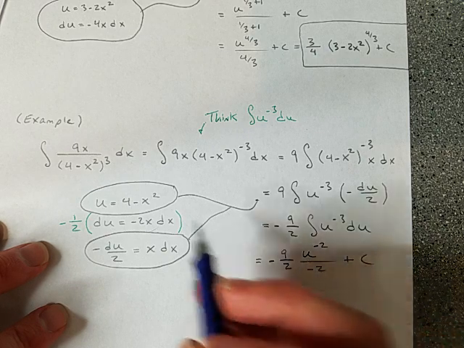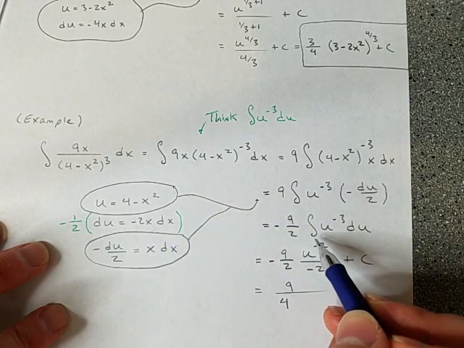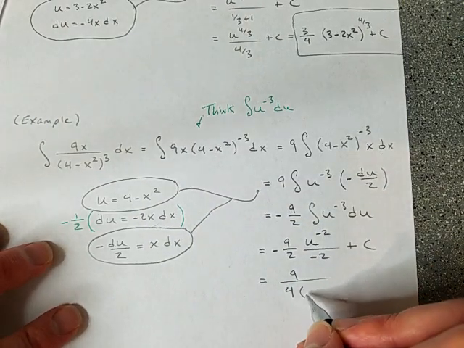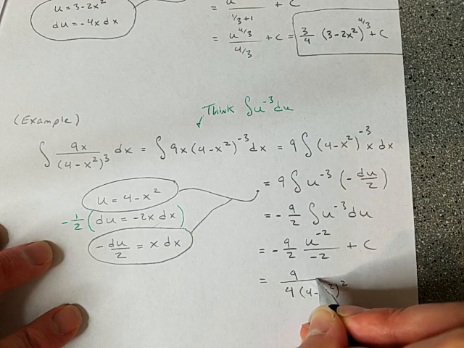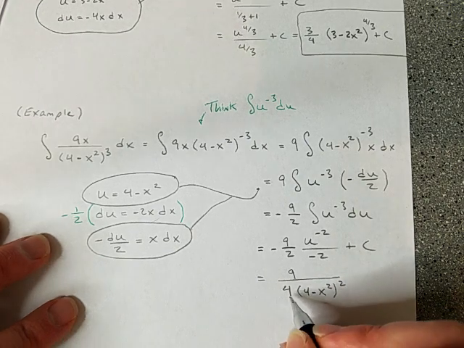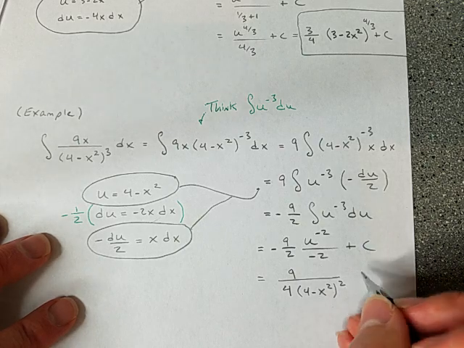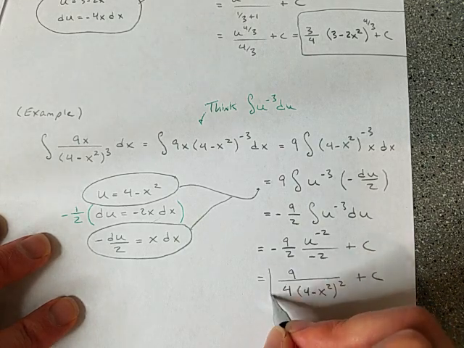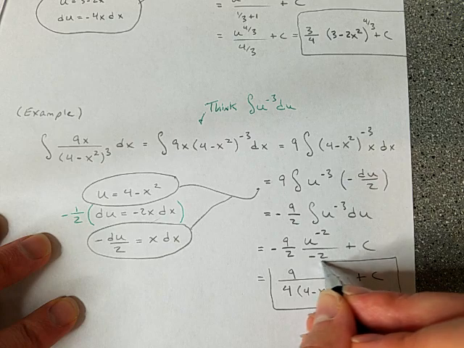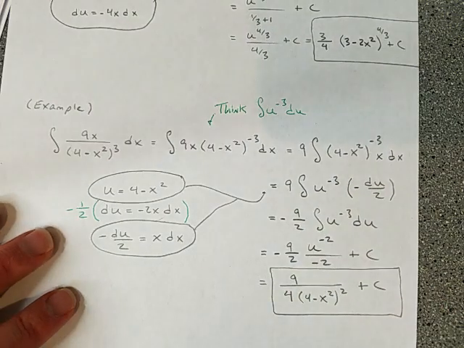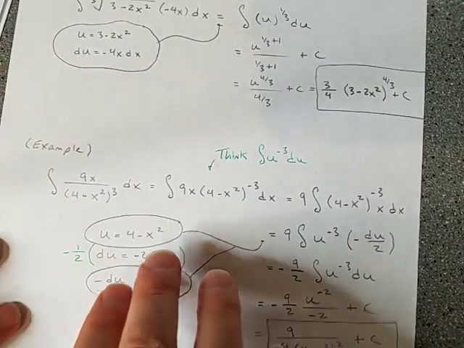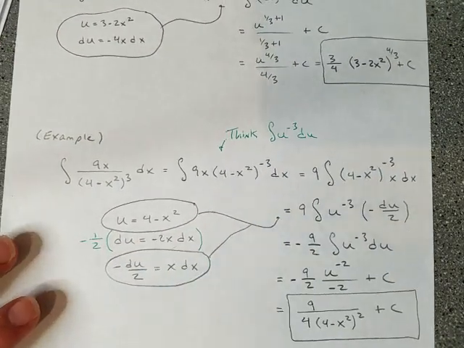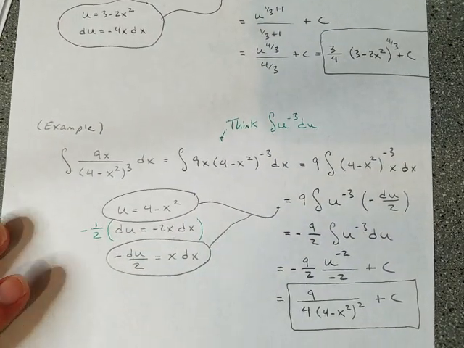What was the u? The u was 4 minus x squared. With that exponent of negative 2, I'm going to have 4 minus x squared squared. 9 over 4 times 4 minus x squared plus c. Okay? All right. I got that one. This one was harder than that one, but the thought process is the same. Okay? Now let's just keep trying it.